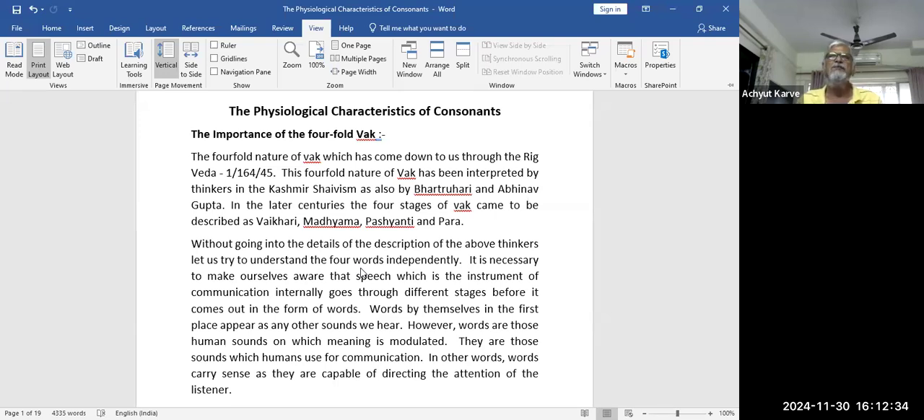Words by themselves, in the first place, appear as any sounds we hear. That is, we hear words by our ears. However, words are those human sounds on which meaning is modulated. Words carry meaning with them. They are not just sounds. Over those sounds, meaning is modulated. Just as you have amplitude modulation or frequency modulation, similarly, meaning is modulated over words. They are those sounds which humans use for communication. In other words, words carry sense as they are capable of directing the attention of the listener.